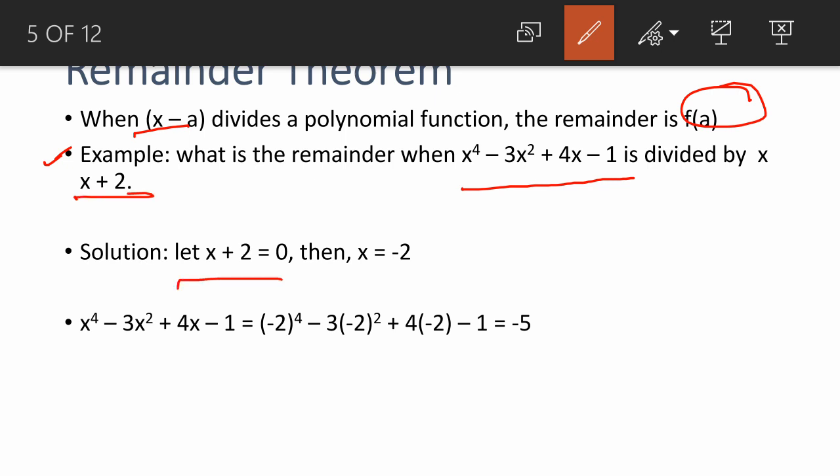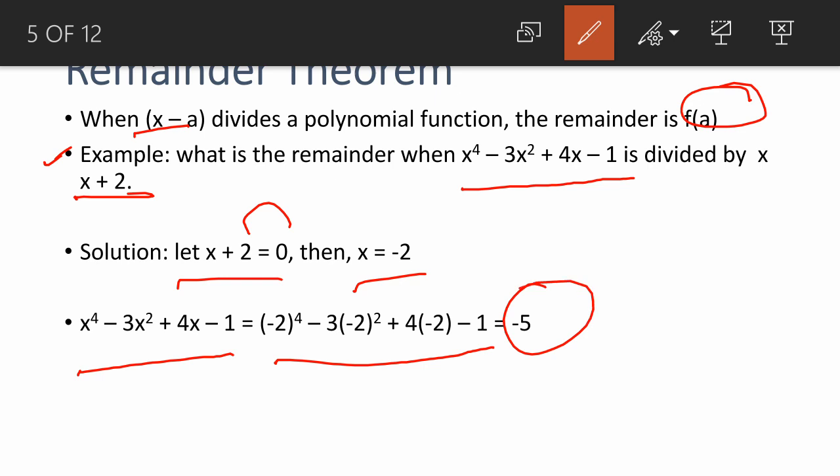Okay, so we take x plus 2. Let x plus 2 be 0. That means x is equal to minus 2, as 2 crosses the equal sign. Then we substitute minus 2 for x in this very equation, and that's exactly what we have here, and we got minus 5. So that means the remainder when x raised to the power 4 minus 3x squared plus 4x minus 1 is divided by x plus 2 is minus 5.